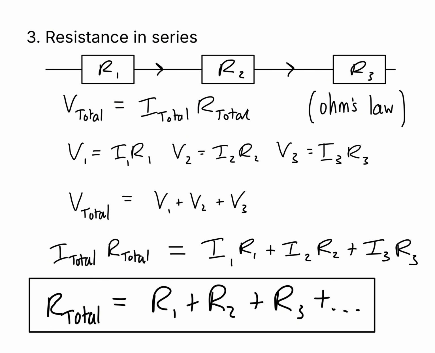In series, the total voltage drop equals the sum of the voltage drops across each resistor, so V total equals V1 plus V2 plus V3. This means that I total times R total equals I1 R1 plus I2 R2 plus I3 R3. But in series, we said that the current is all the same, so we can factor out the current and divide through to get rid of it. This means that the total resistance is R1 plus R2 plus R3, and in general, the total resistance in series is the sum of each individual resistance.